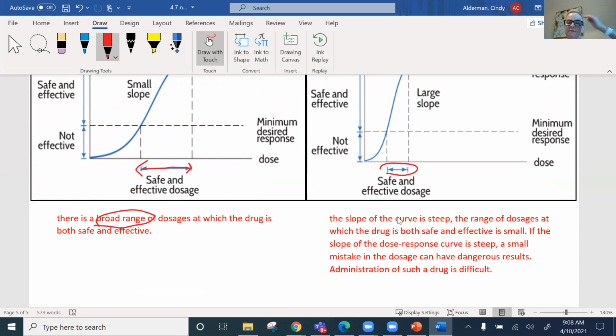And then here, it explains kind of what I just said, but the slope of the curve is steep, and the range of dosages at which the drug is both safe and effective is small. They're talking about this right here. So a small mistake in dosage can have dangerous results. So administration of a drug like this with such a narrow, safe and effective dosage range can be difficult.